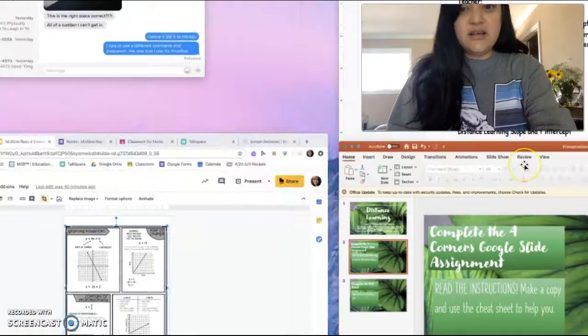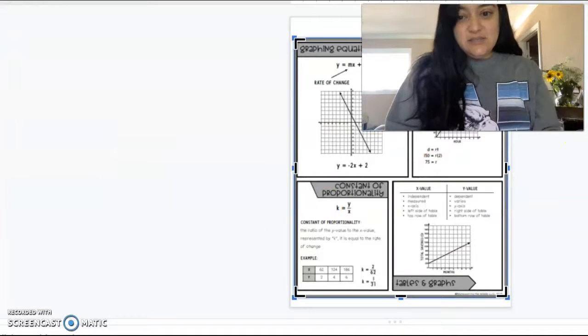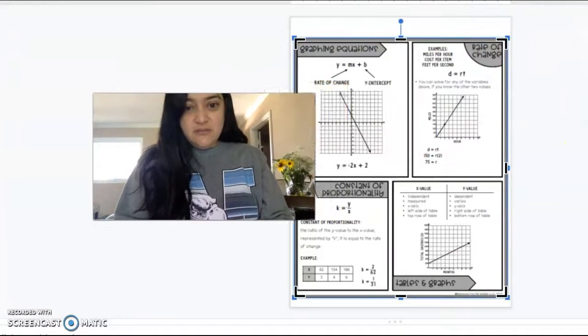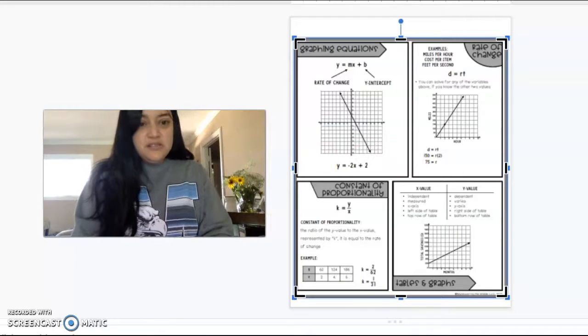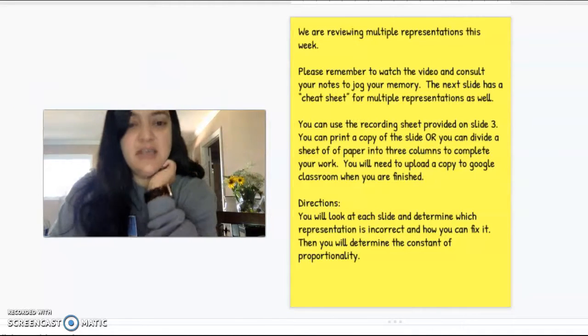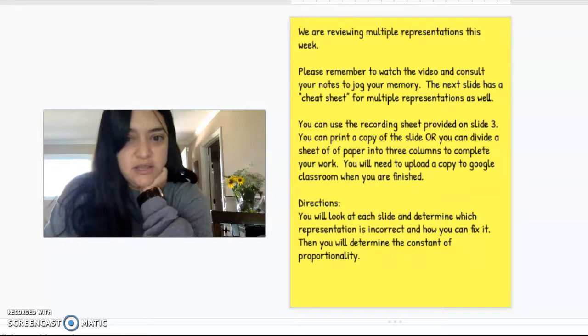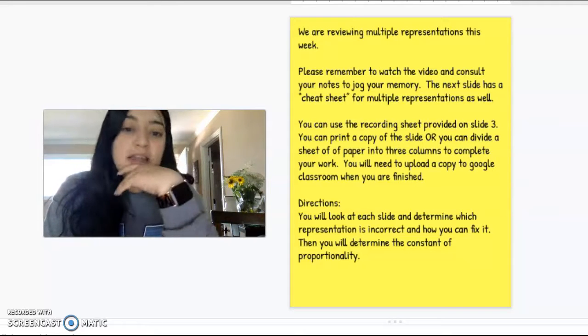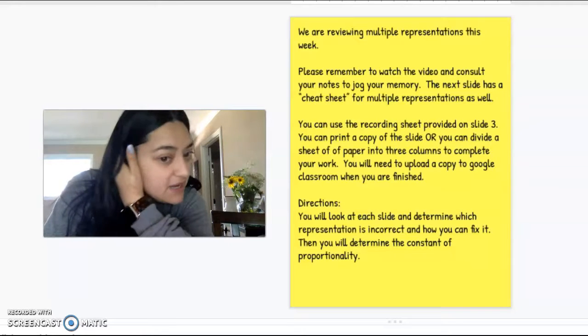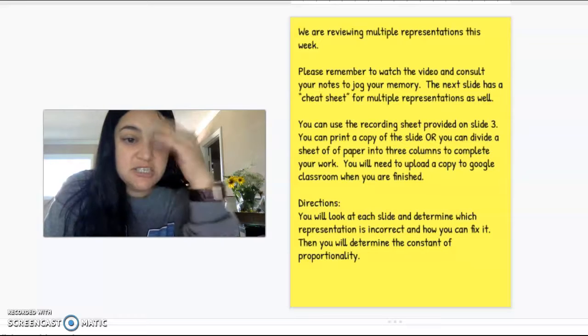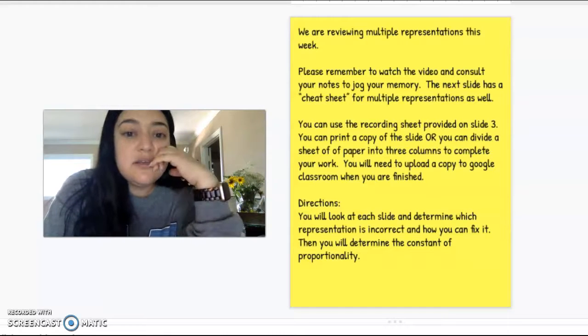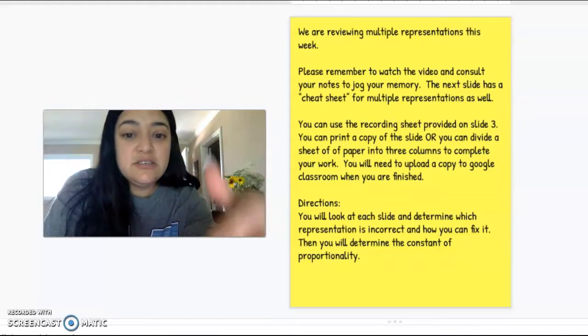So let's take a look, this is what it looks like. Let me move my screen a little bit. There we go. So here's the first page, and here it tells you to watch the video. I know you guys don't have your notes, but you can take notes from the video and you can take notes from the cheat sheet I'm going to give you. So use your notes. Look at these instructions.